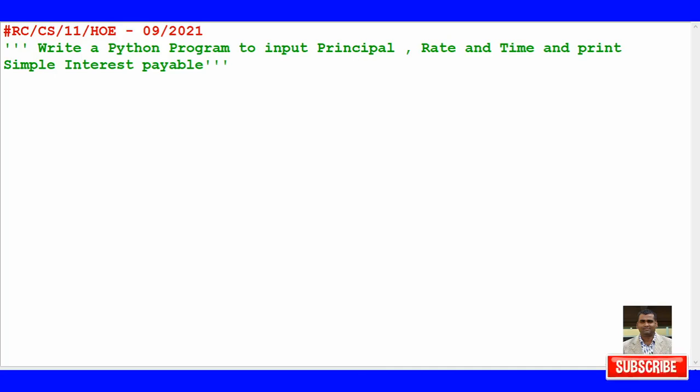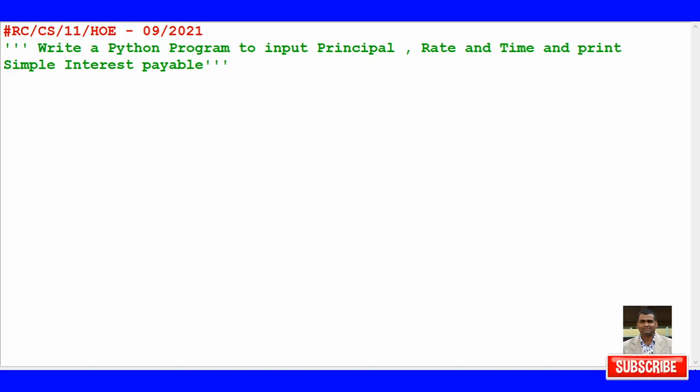Welcome back, all programmers. Today in this HOE-9, hands-on experiment 9, we are going to make a simple Python program, on fundamentals. In this one, we are going to input principal, rate, and time, and we will print the simple interest payable. Principal can be entered as either an integer or a float. Rate can also be entered as either an integer or a float. Time can also be.